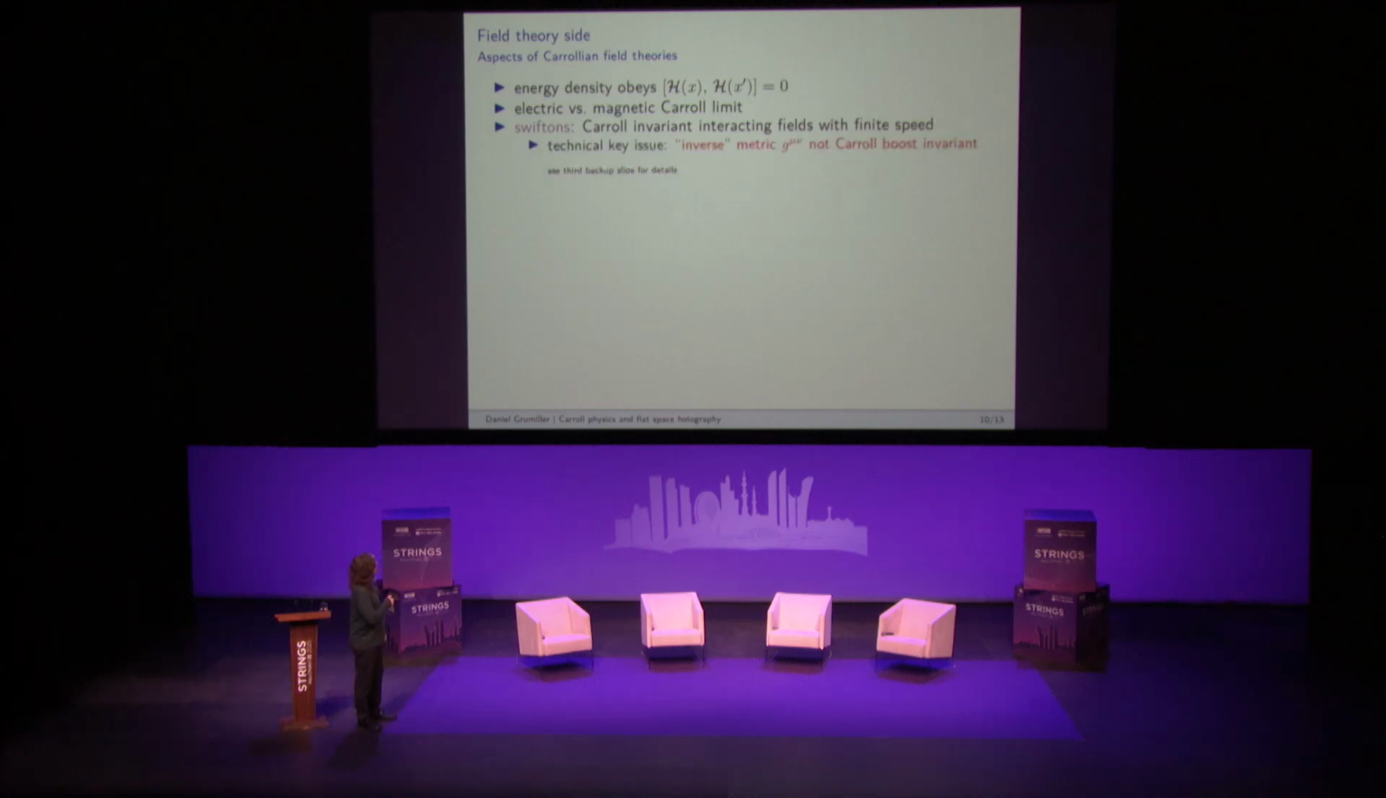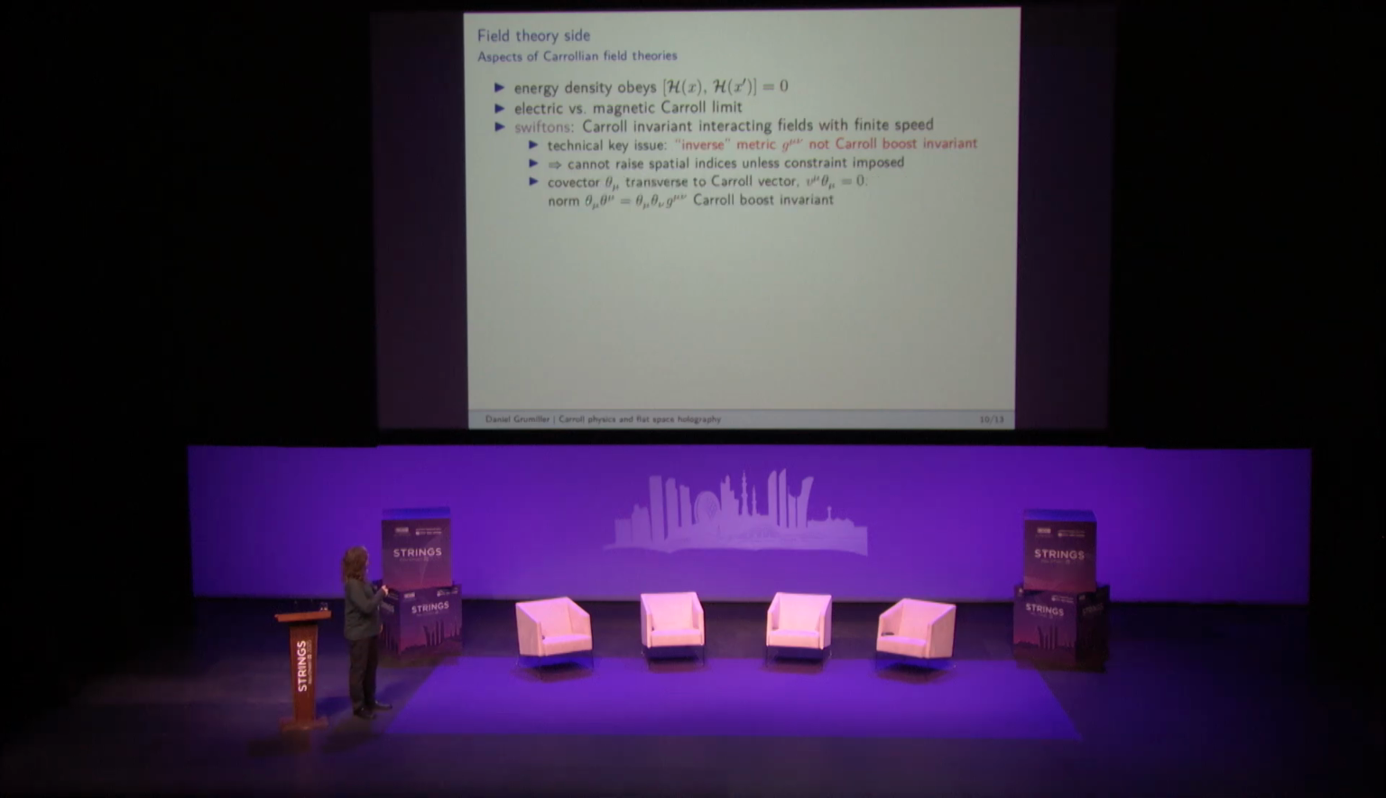So the technically key issue is that the inverse of the metric, g^{μν}, is not Carroll boost invariant. As a consequence of this, you cannot just raise indices, in particular not spatial indices, unless you impose some additional constraints. We saw this implicitly already in the magnetic Carroll scalar field. There, the theory was only consistent if we impose this constraint ∂_t φ equal to 0.